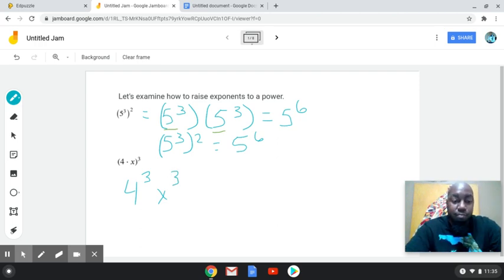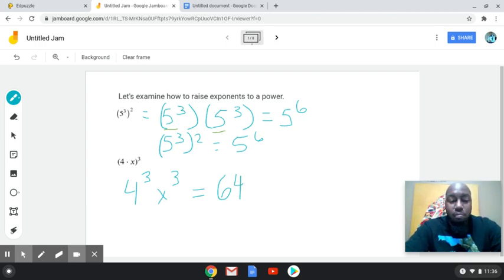Since the 4 is being raised to the third power and the x is being raised to the third power, we have to determine, are we finished with our actual problem? Well, since 4 is a number, we can actually continue to multiply that out. So you're going to do 4 times 4, and then that answer times 4. And so you should get 64.